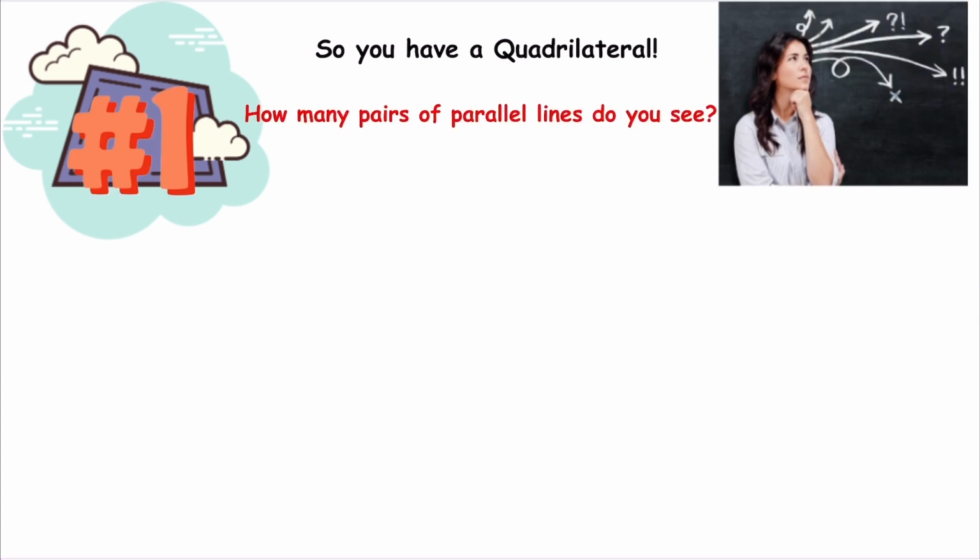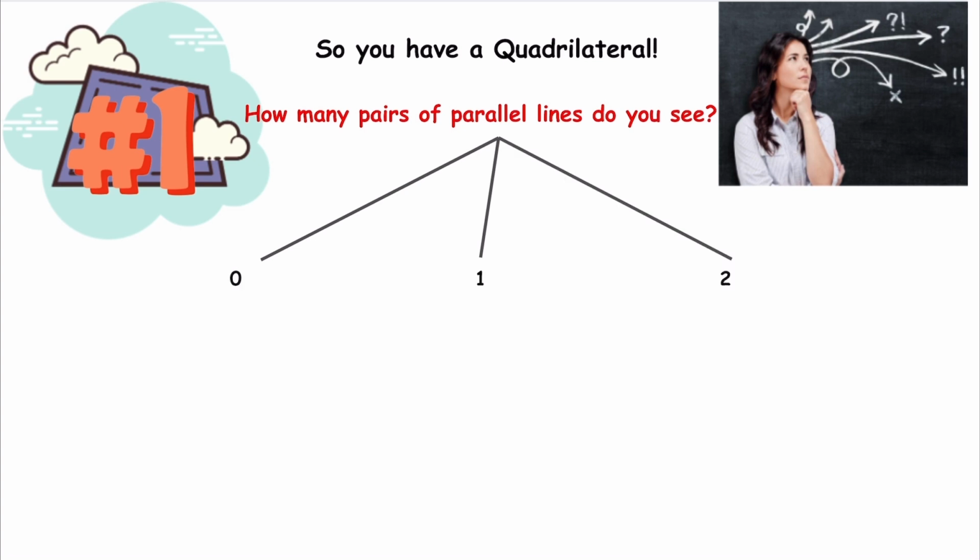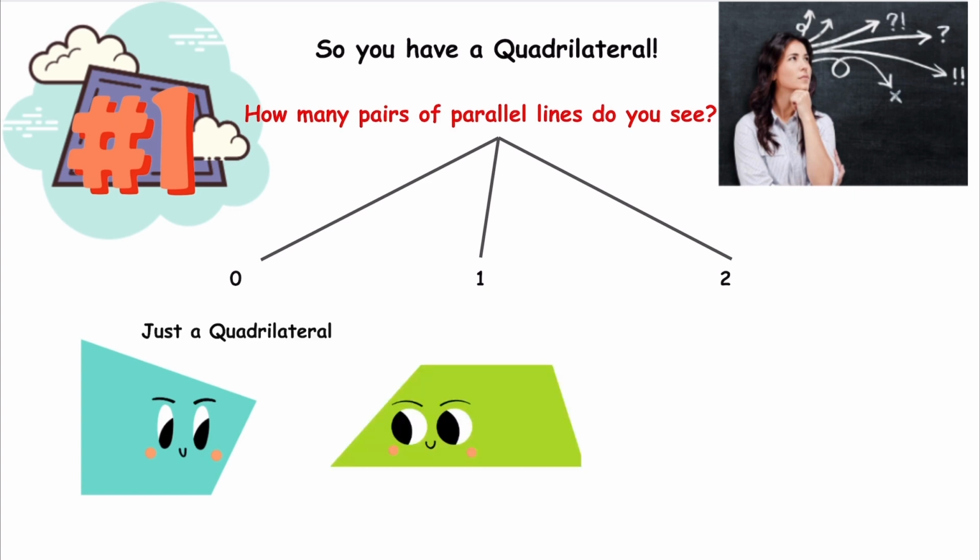How many pairs of parallel lines do you see? So these are lines that are opposite each other that are always the same distance apart. And there are 3 possible answers: 0, 1, or 2 sets of parallel lines, 2 pairs. Okay, so if you have a shape with 4 sides and nothing is parallel, well, you just got yourself a quadrilateral, regular 4-sided shape.